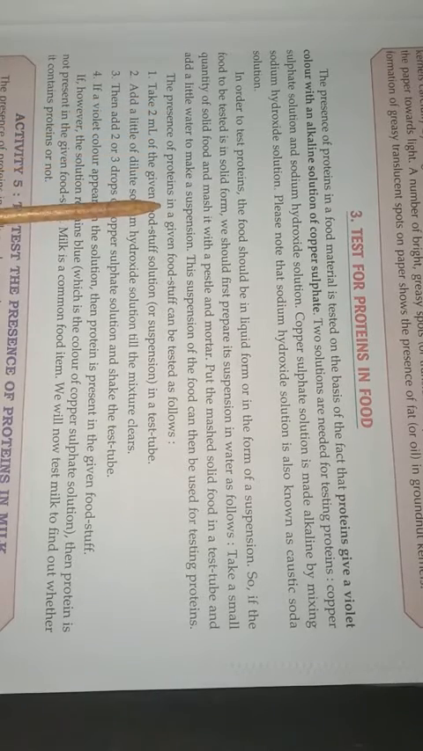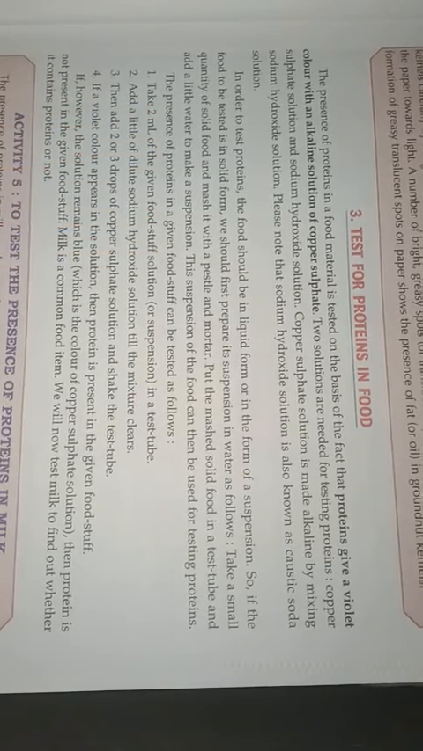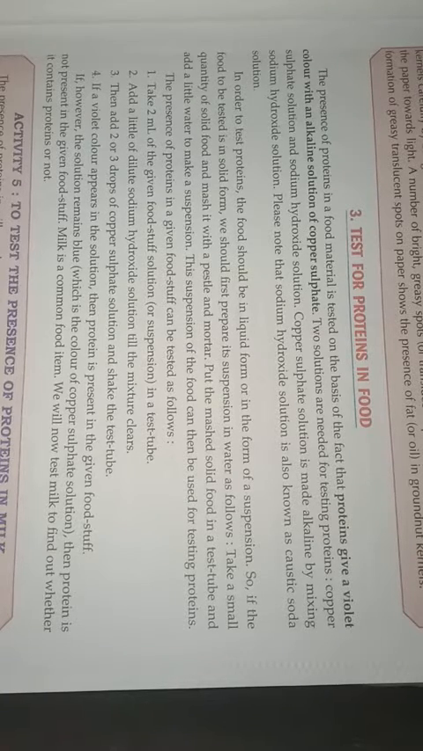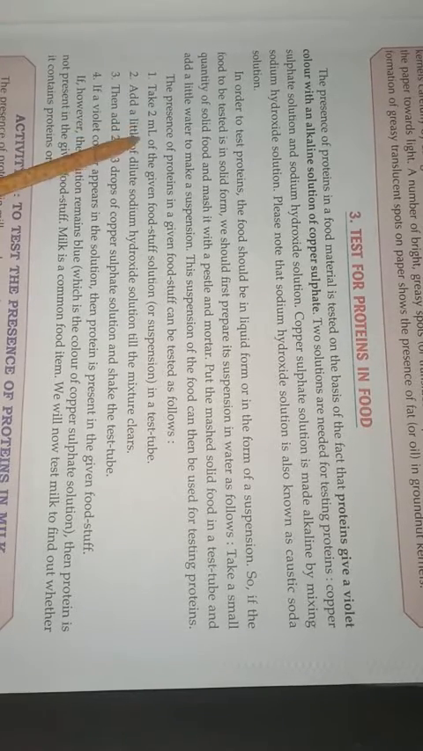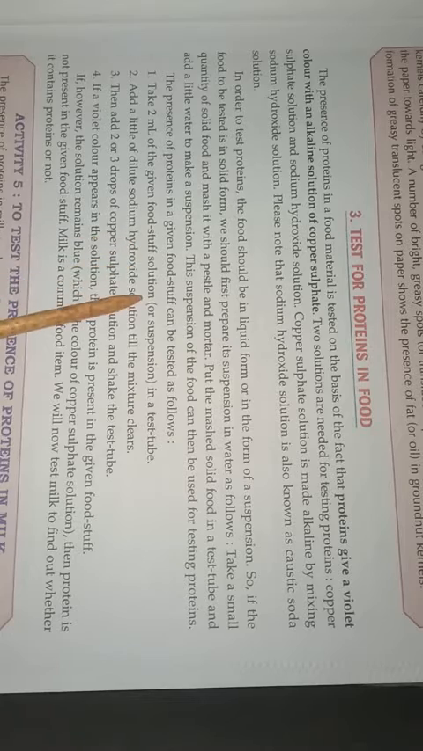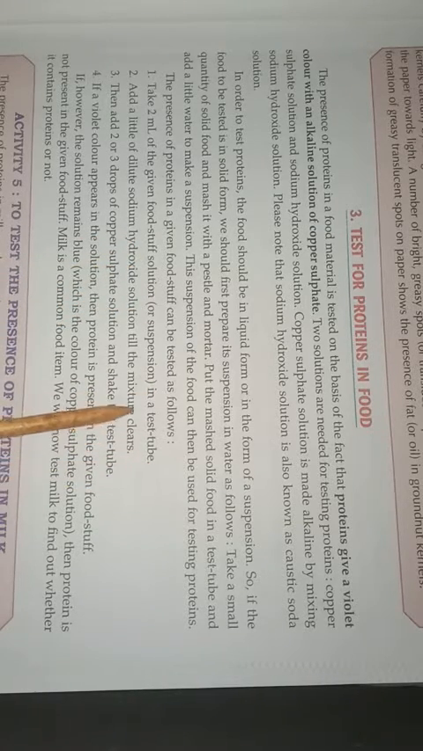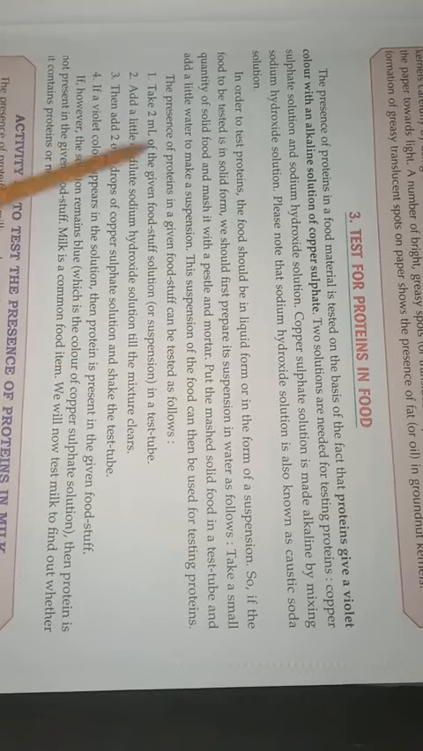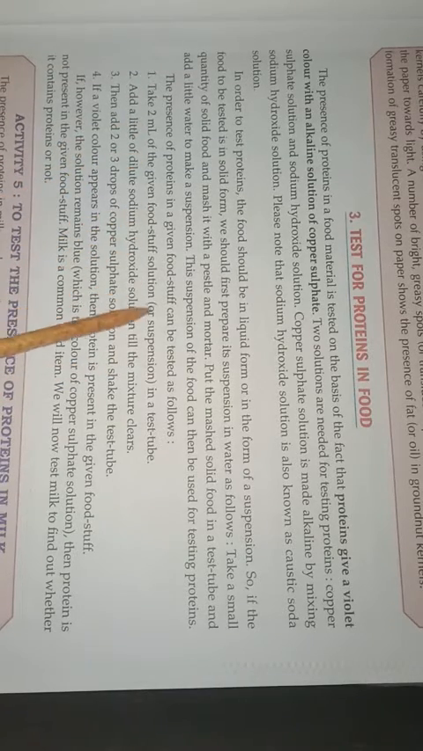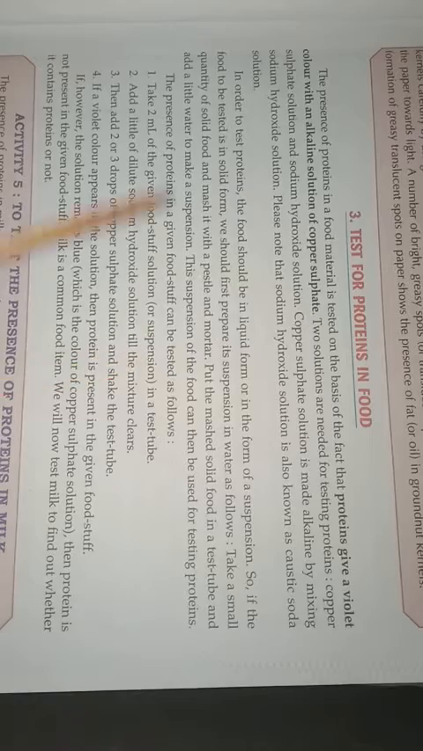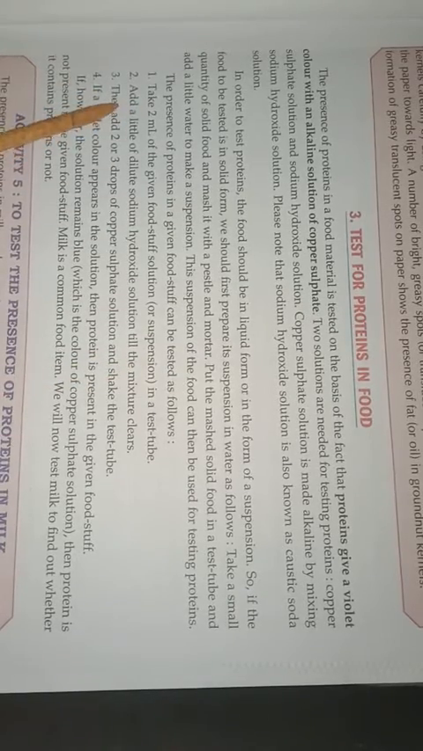The presence of protein in a given foodstuff can be tested as follows. Now we have to just learn what steps we should do to test for protein. Take 2 ml of the given foodstuff solution in a test tube. That is, the suspension solution that you have made by mashing it.